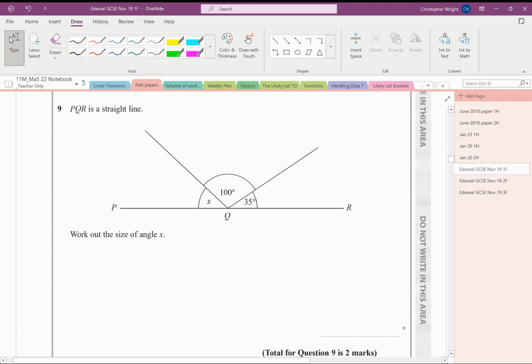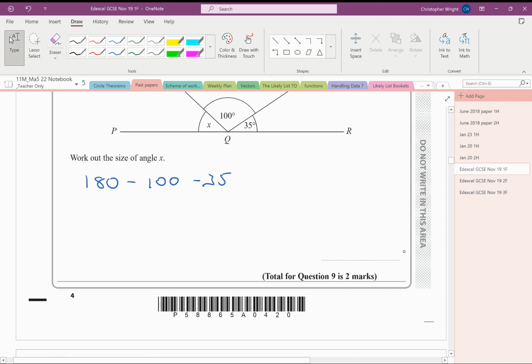PQR is a straight line. Oh, I know about straight lines. I know that the total of this angle here is going to be 180. All right. Work out the size of angle X. Well, it's going to be 180 minus 100 minus 35. Okay, which is going to give you an answer of 45 degrees.